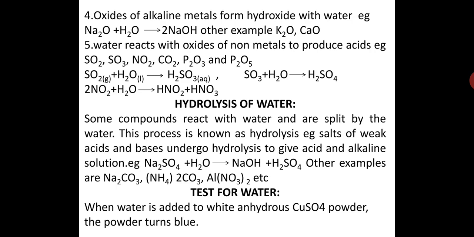Oxides of alkaline metals, that's number 4. Oxides of alkaline metals form hydroxide with water. When they react with water, they will form hydroxide. For instance, when you react sodium oxide with water, it will give you sodium hydroxide. Other examples: potassium oxide and calcium oxide, giving potassium hydroxide and so on.